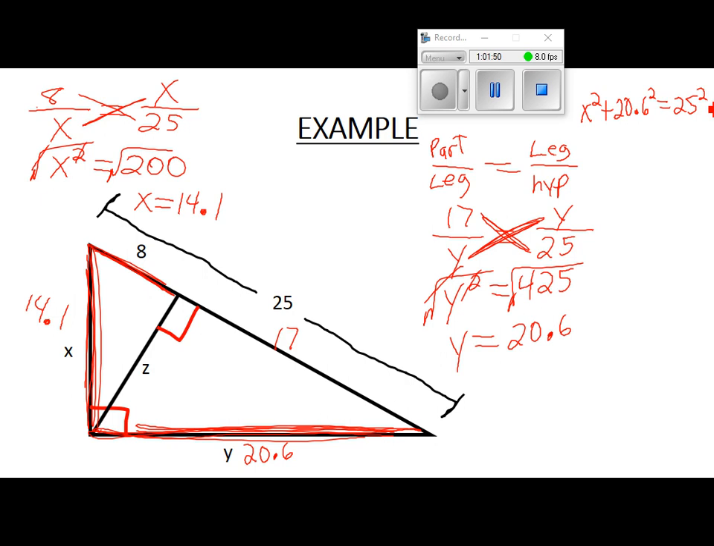What's the last thing we're going to find then? The altitude. So we have to go back to the altitude theorem. Remember, the altitude is the geometric mean for the two parts, right? So if z goes here, what goes here? Z. And then what goes here? 8. What goes here? 17. We cross multiply. What's z times z? Cross multiply that way. What do you end up with? 136. Take the square root. 11.7.